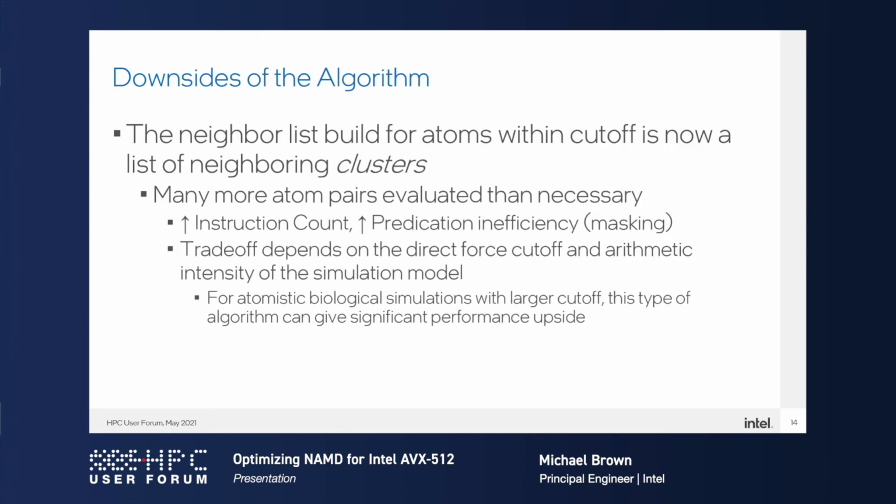The algorithm is not without downsides. A primary one is that the neighbor list build for atoms within the cutoff is now a list of neighboring clusters. So if only one of the atoms in a cluster is within the cutoff distance, you still get them all as neighbors. This results in evaluating many more atom pairs than necessary. And this translates to increased instruction count and also increased predication inefficiency from masking out the unnecessary calculations. The trade-off here depends on the direct force cutoff and the arithmetic intensity of the simulation model. For atomistic biological simulations with larger cutoff, this type of algorithm can give significant performance upside, as we see on the next slide.